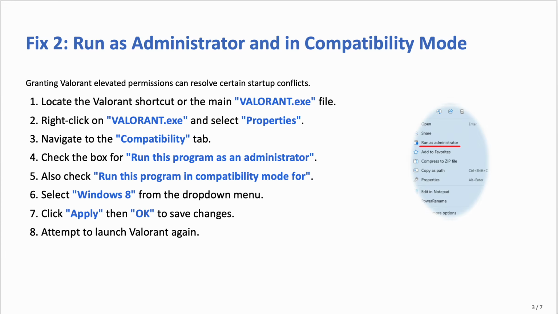Then guys, run as administrator. Locate the Valorant shortcut, then right click on valorant.exe and select the option of properties. Then navigate to the compatibility tab and check the box to run the program as administrator. Also check run this program in compatibility mode for and select Windows from the drop down menu. Then click the option of apply and save changes.